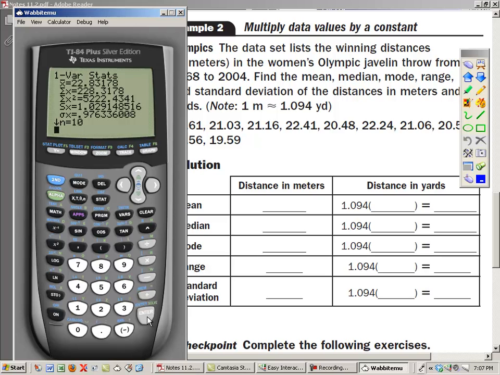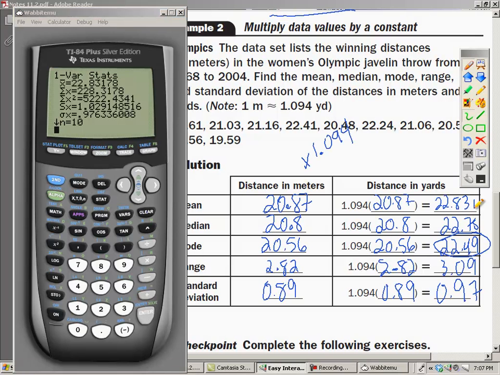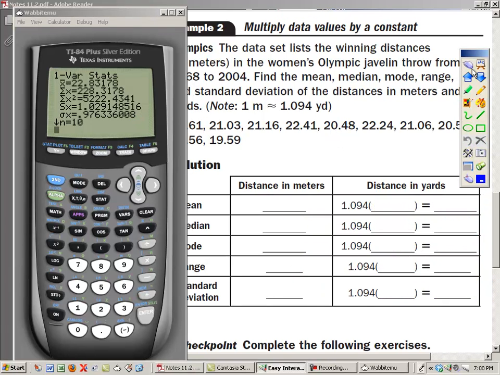All right? X bar is 22.83. Notice again, x bar is 22.83. Also notice the standard deviation sigma is given as 0.976, which should probably round to 0.98, but that's okay. All right, let's take a look down below at our values down below.